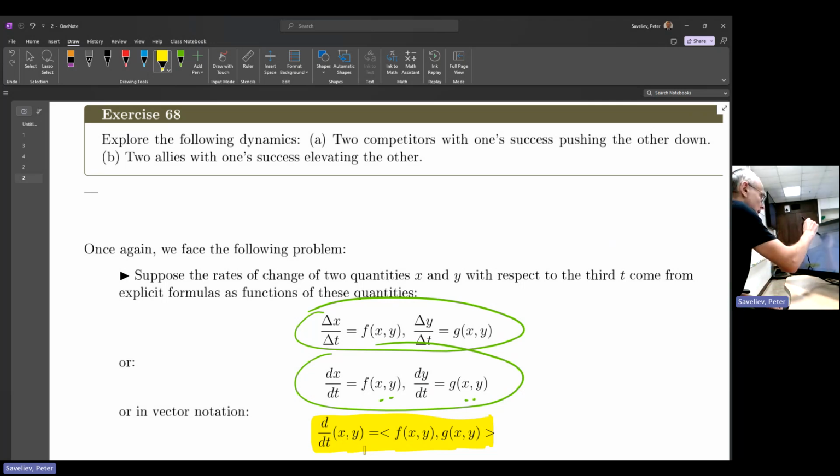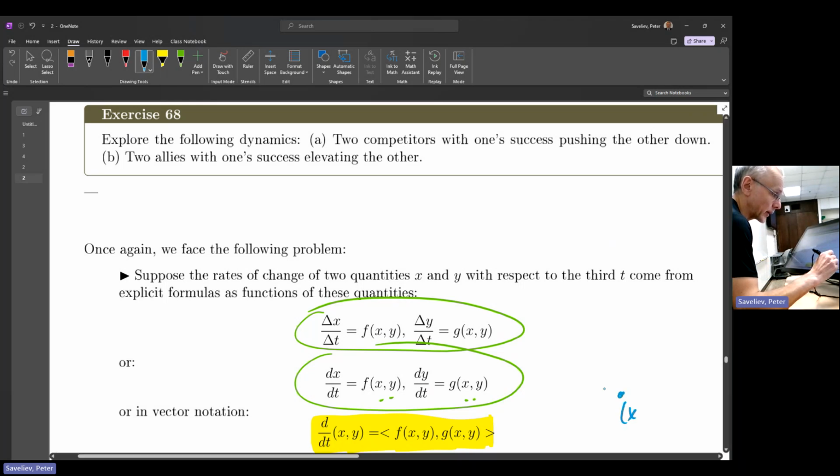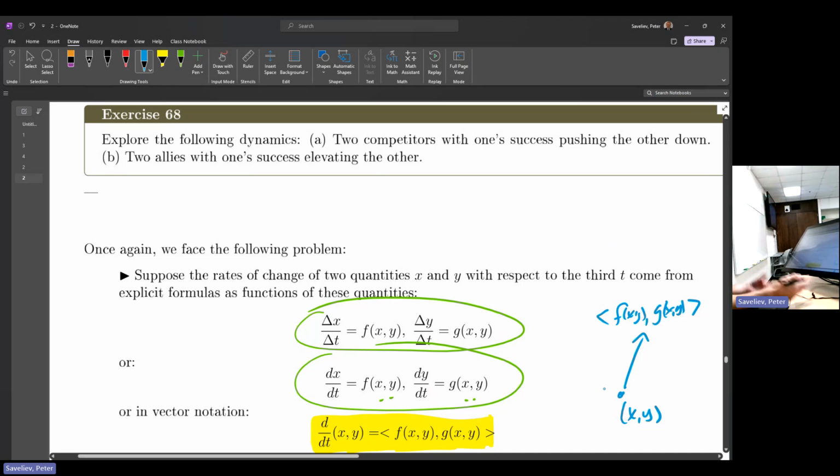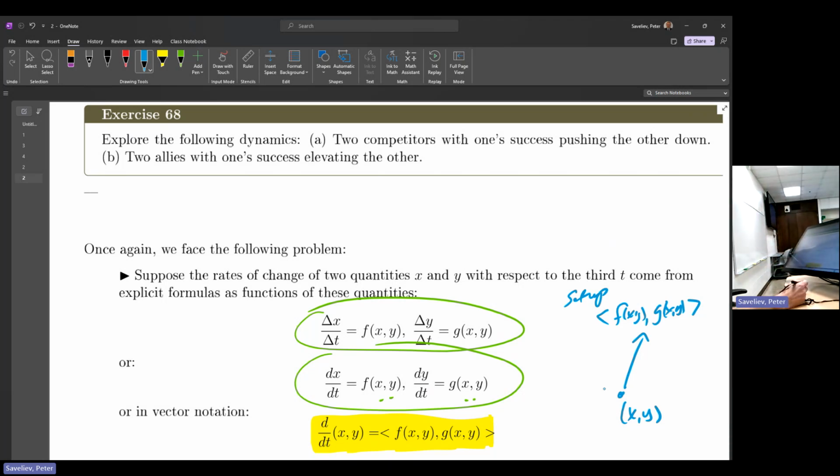Those two numbers give you the vector. Once again, the picture: if I'm at x, y, this is my point x, y here, then a vector has components f of x, y and g of x, y. That's just a setup. And then you do this for every point of the plane, and somehow you are supposed to find the actual path, the path that follows these directions.